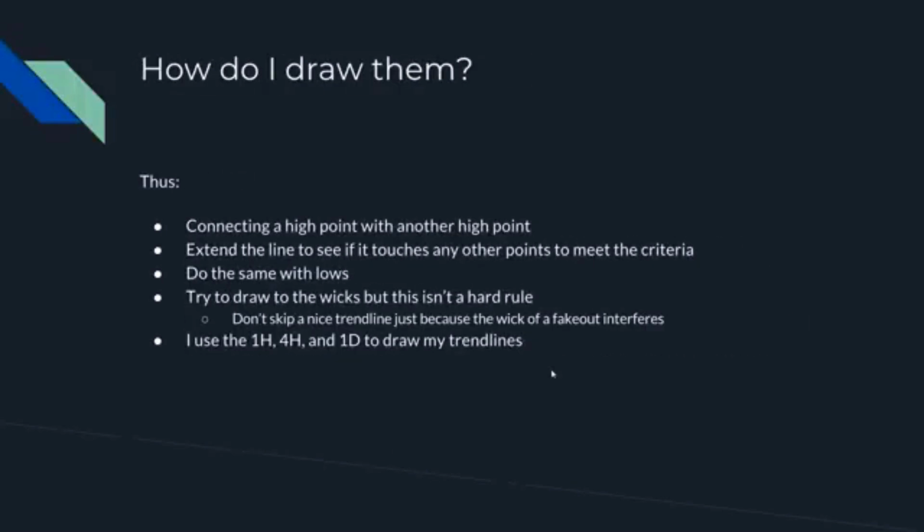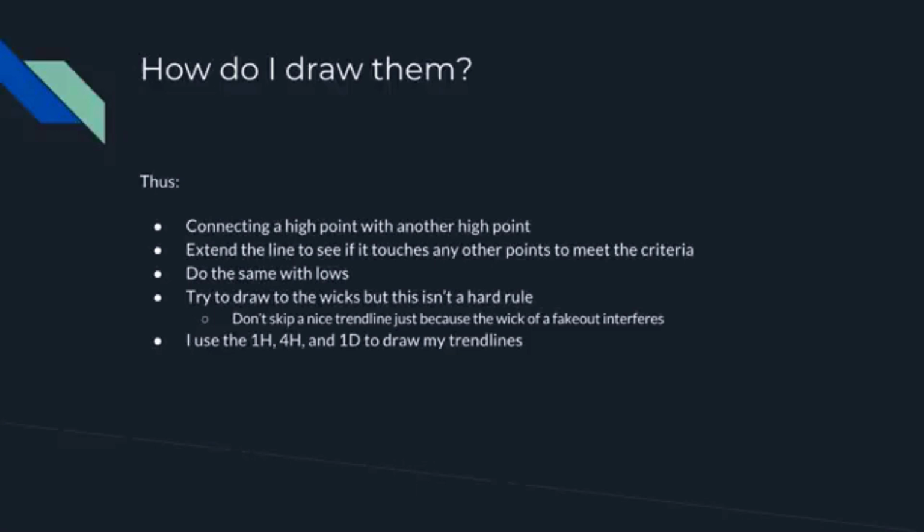How do you draw them? You connect the high point with another high point, and then you extend the lines to see if there are enough touches and everything else to meet the criteria that I talked about a couple of slides ago. And then you do the same with the lows. So if you do that with the highs, that's your resistance, and the lows with your support.